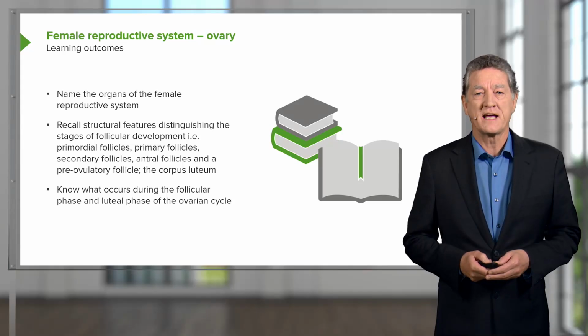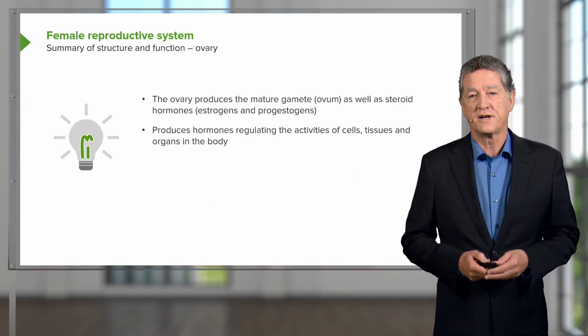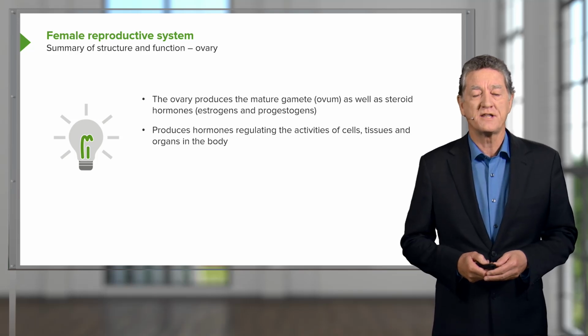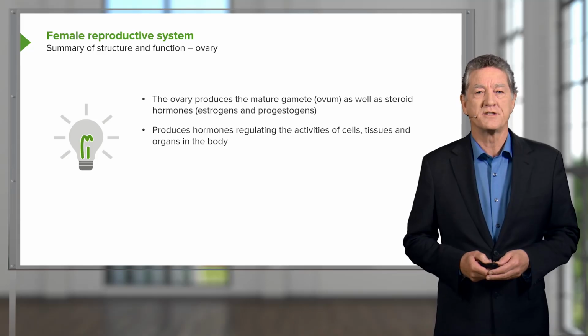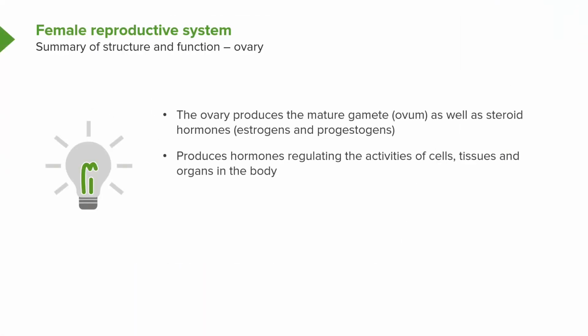Also, as well as understanding all the structural changes going on through the follicular, the ovulatory, and the luteal phase, make sure you're aware of the hormonal changes as well. The ovary is very important because it performs two functions. It produces the mature gamete, the ovum, and it also participates in steroidogenesis, the production of estrogens and progestins. They have very important functions in different organs of the female body. So it's important to understand that the hormones produced regulate various cells, tissues, and organs throughout the body.